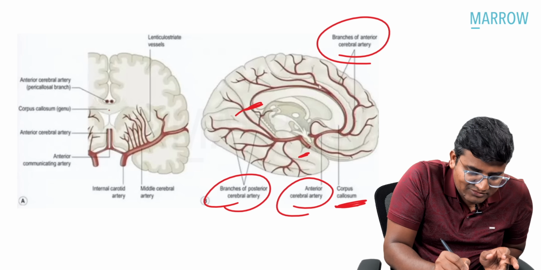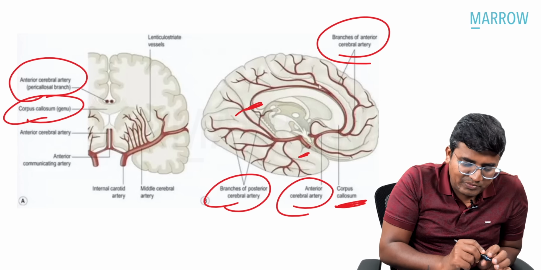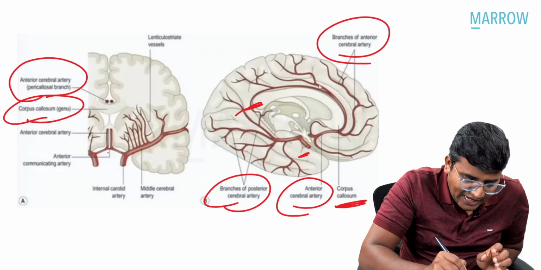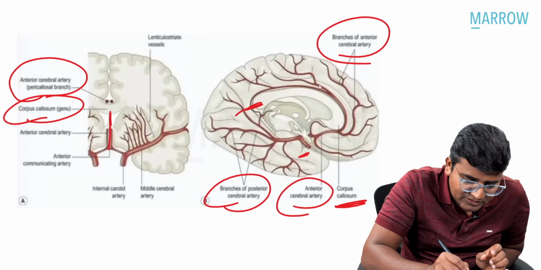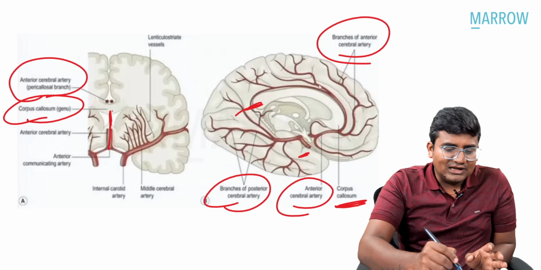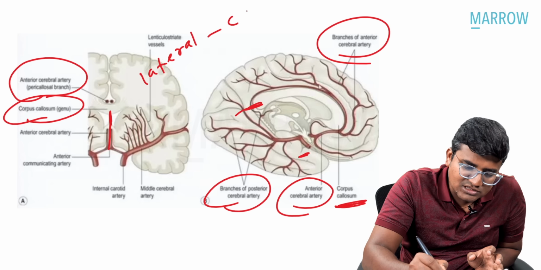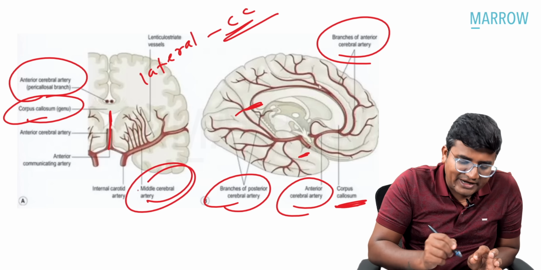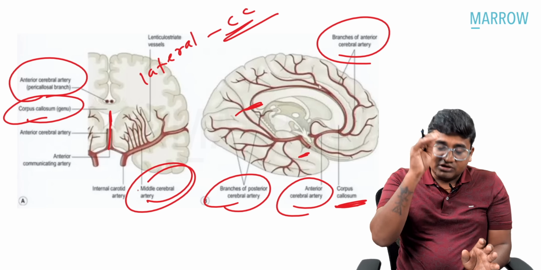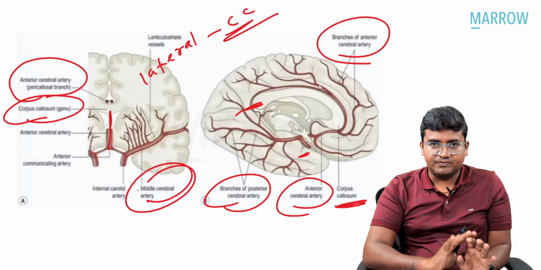Now the lateral part of the corpus callosum, see here. Now this is our corpus callosum. Now this is the anterior cerebral artery, pericallosal arteries. And the anterior communicating artery also gives a branch to the corpus callosum. Now what about the lateral part? The lateral part of the corpus callosum is also supplied by the middle cerebral artery. So the middle cerebral artery also gives a branch to the lateral part of the corpus callosum.